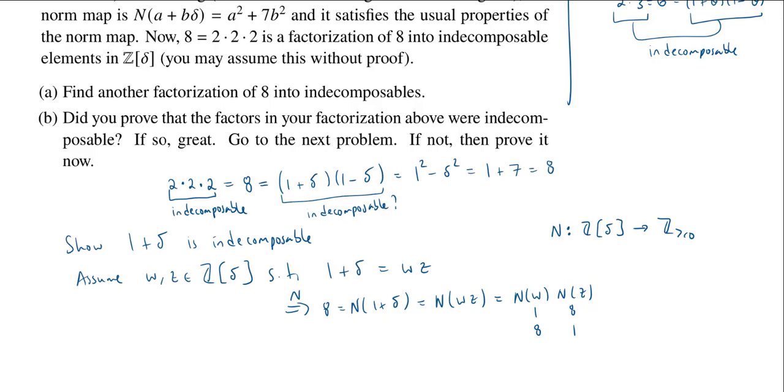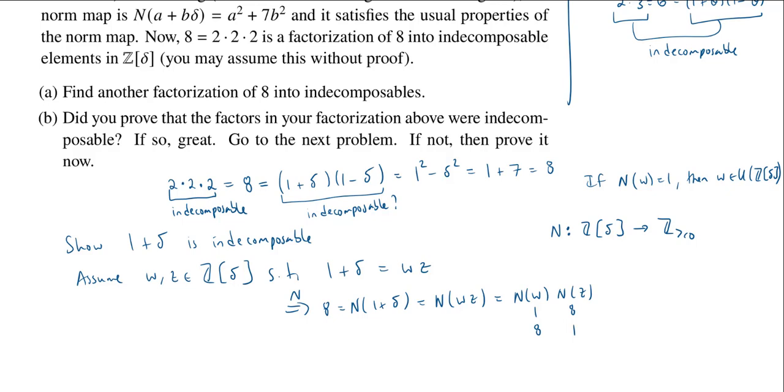And if it was either of these cases, I would have something with norm 1, and that's one of our usual properties. We know that if the norm of something is 1, then that something is a unit. Okay, so in either of these cases, we would have a unit. And if we're trying to prove that 1 plus delta is indecomposable, that's great, right? If all we have are units.